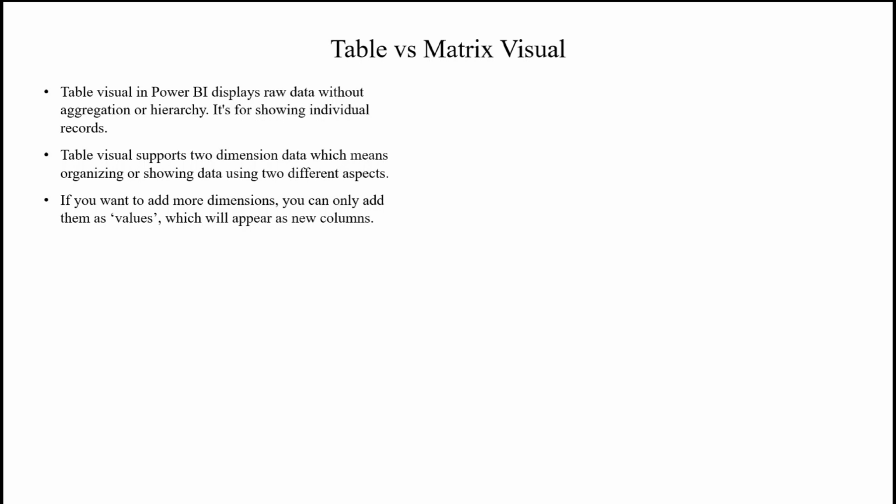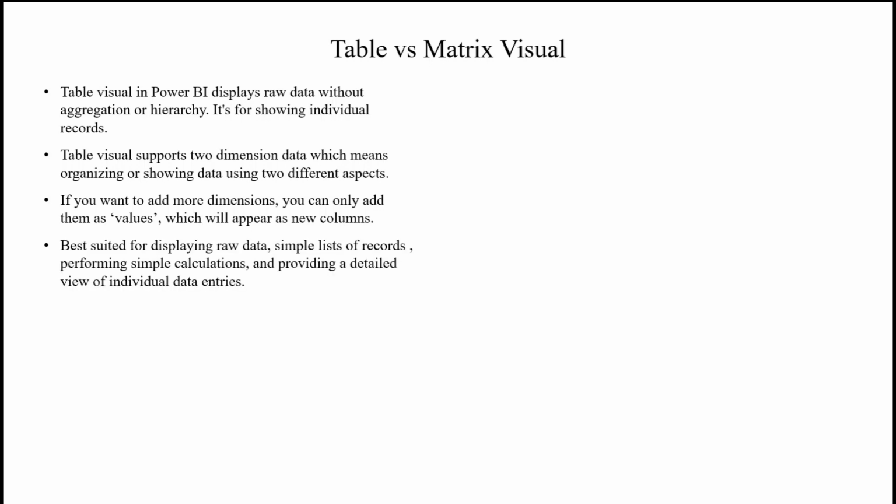To overcome these limitations, Power BI has one more visual that's called matrix. So basically we'll use table visual to display the raw data, simple list of records, and performing the simple calculation and providing a detailed view of individual data entries whatever we have in the data set.